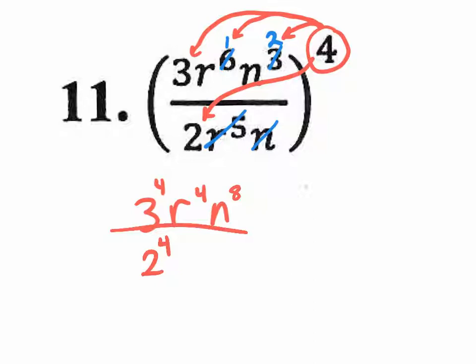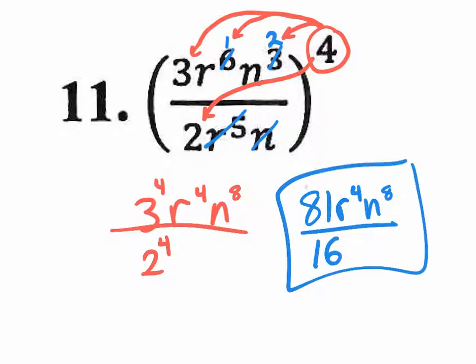I'm not sure, do they leave it like that on the answers on the back of the worksheet? Or do they actually do 3 times 3 times 3? They do it. So what's 3 to the 4th power? 81. And then we have the R to the 4th, N to the 8th, over 2 times 2 is 4, times 2 is 8, times 2 is 16. So there's our final answer, 81, R to the 4th, N to the 8th, over 16.